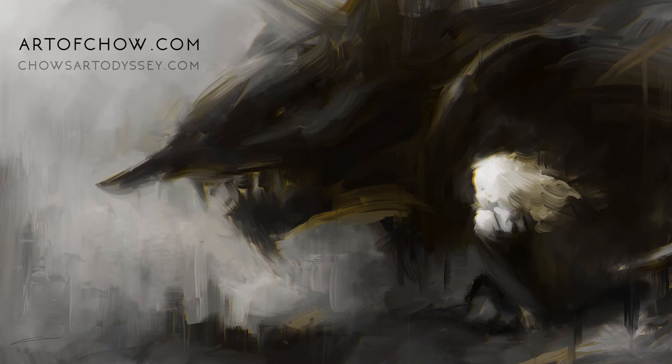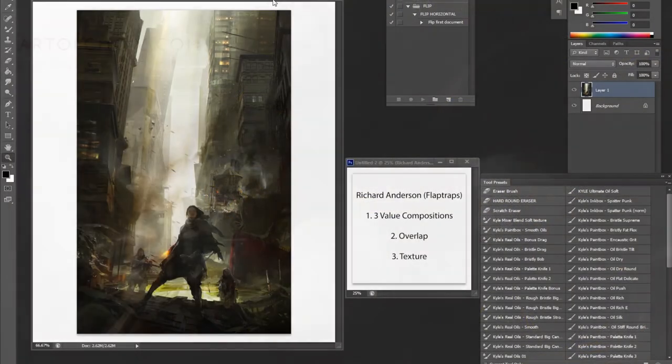But there was one artist that stood out among a lot of different concept artists when I was going through my college days. And that's Richard Anderson, or he's better known as Flaptraps on ArtStation and his other social media. So what stood out for me was that despite the fact that he's in video games primarily, and he's also done films, I believe, his style is more distinct.